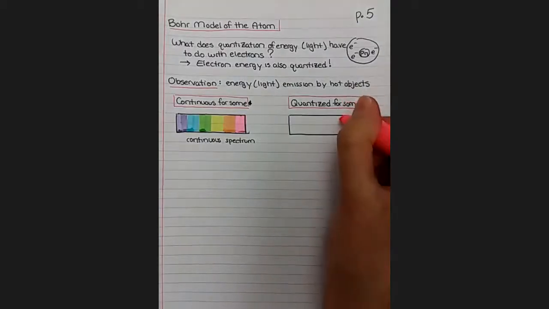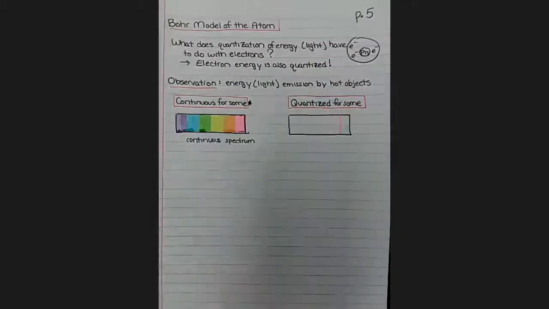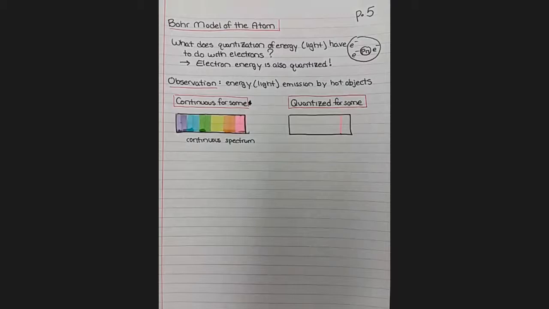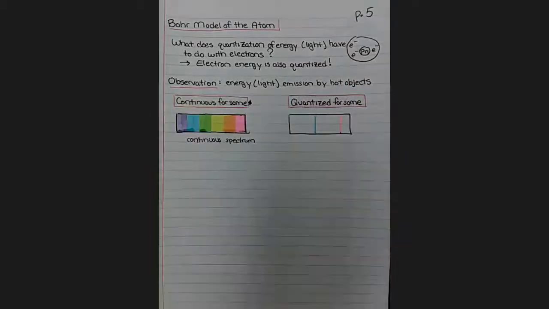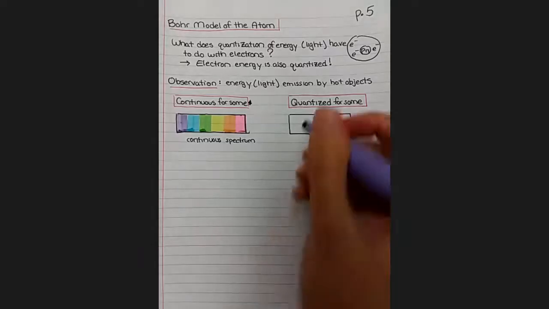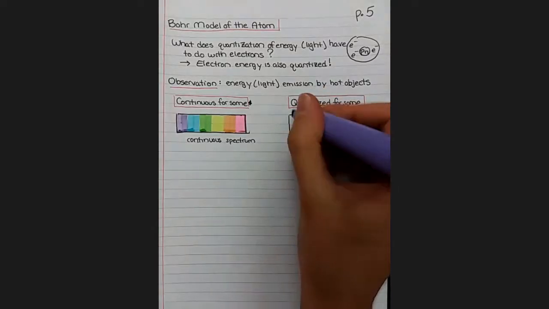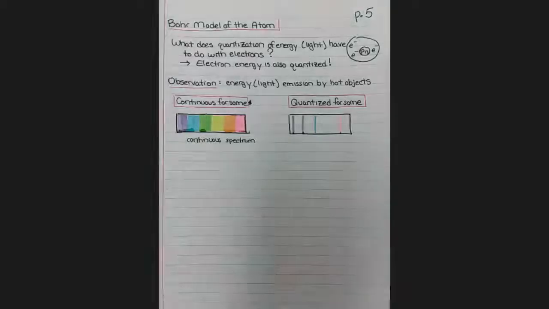So I'm going to draw the spectrum for hydrogen. In particular, the visible spectrum for hydrogen consists of one line in the red, one line in the blue, a line in indigo, and a line in violet.